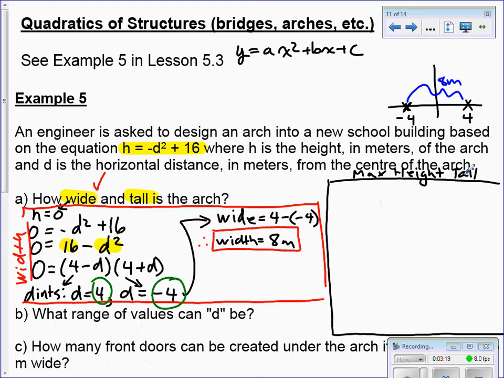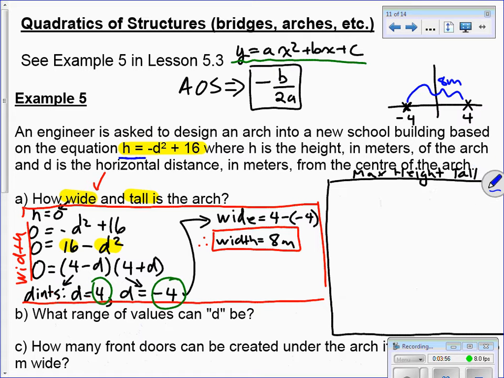Remember from our last unit, we talked about the axis of symmetry. That was in lesson 5.4. 5.4 gave us the axis of symmetry for something that looks like y equals ax squared plus bx plus c. So if you look at that equation, this is what our axis of symmetry is. It's always negative b over 2a. So let's take a look at our original function, h equals negative d squared plus 16.